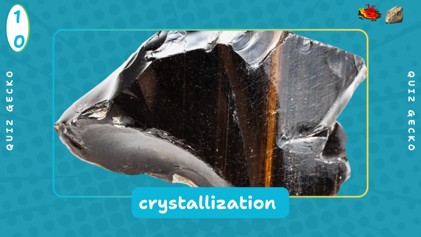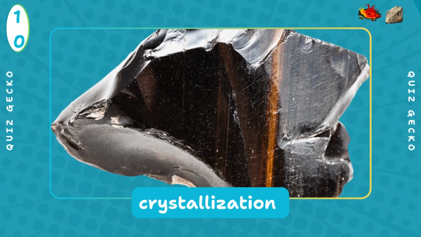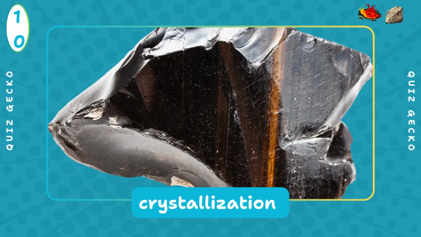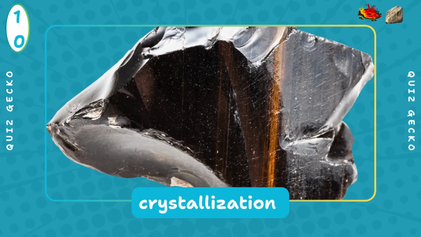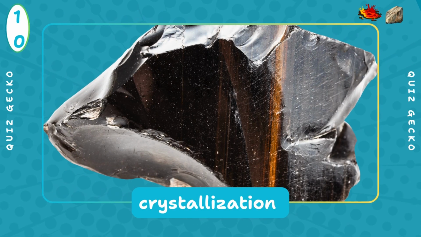The answer is crystallization. When magma cools slowly underground, large crystals form, creating rocks like granite. But when lava cools quickly at the surface, small crystals or glassy textures form, creating rocks like basalt or obsidian.